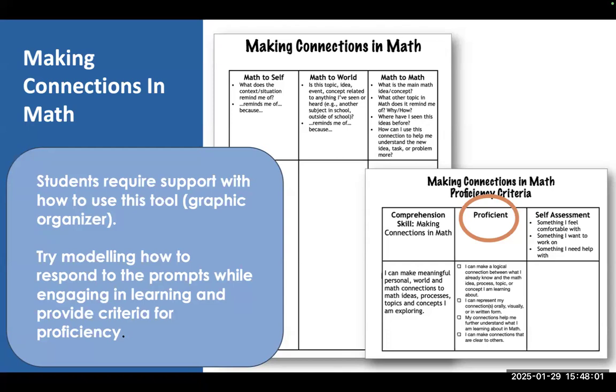The really important thing with making connections is not just to make the connection, but to identify how that connection is helping them understand the context or the new learning that is happening.